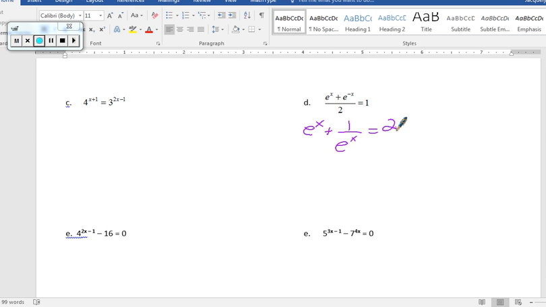I don't like to solve any equations that deal with fractions, so I'm going to multiply everything through by e to the x to cancel that out. What I get here is e to the x squared, because we're multiplying to itself. Here, these two here and here will cancel, leaving us with plus 1 is equal to 2 e to the x. This is starting to look like a quadratic, so I'm going to scoot everything over to the left side.